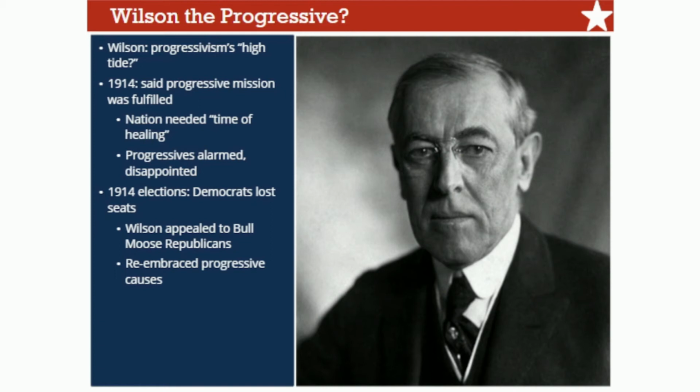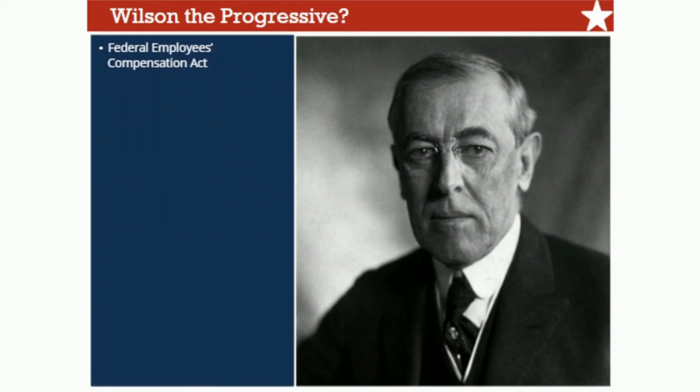For example, he signed into law a Federal Employees' Compensation Act that allowed government employees to receive wages if they were injured on the job. It was an early form of what would become disability insurance.